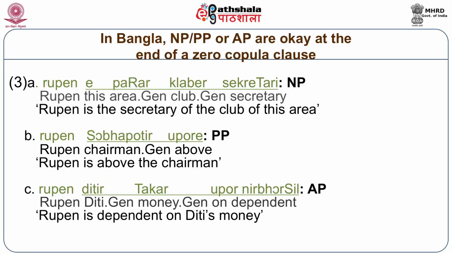In 3b, Rupen Shobhapati Rupure, Rupen above the chairman, meaning Rupen is above the chairman. What is to the right of Rupen is a postpositional phrase, a PP. Our third example, 3c, has an adjective phrase. Rupen Diti takar upor nirbhorshil. Rupen is dependent on Diti's money. Now you consider another construction based on this, in which you see the contrast.